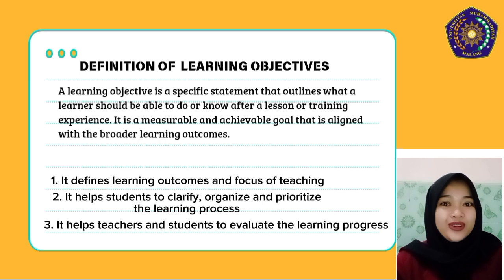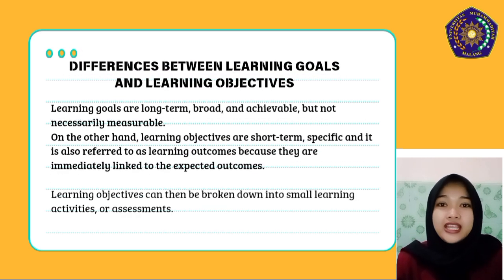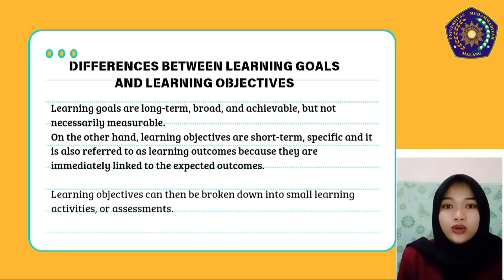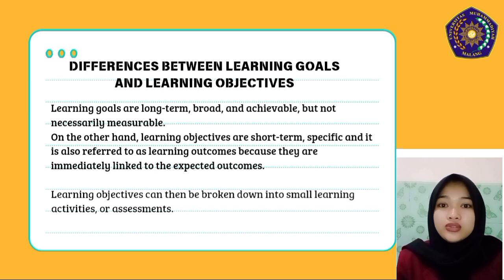Okay everyone, since we already talked about the definition of learning goals and learning objectives, we will now talk together about the differences between them. Learning goals are long term, while learning objectives are short term. Learning goals are broad and achievable, but not necessarily measurable, while learning objectives are very specific. Learning objectives are also referred to as learning outcomes because they are immediately linked to the expected outcomes.